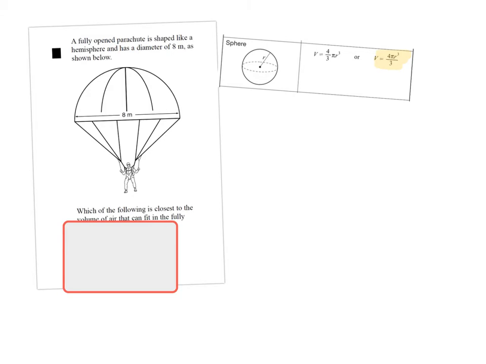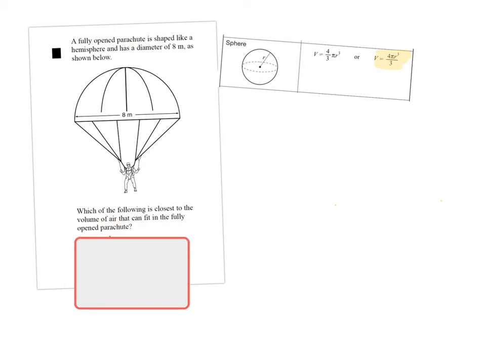For this question, we have a fully opened parachute shaped like half of a sphere, or a hemisphere. It has a diameter of 8, as shown below. We want to know which of the following numbers is closest to the volume of air that can fit in the open parachute. So again, we're looking at volume. So volume of this hemisphere. Now keep in mind that they have given us the diameter of the sphere, not the radius, and the formula calls for the radius. Alright, I'm going to begin.